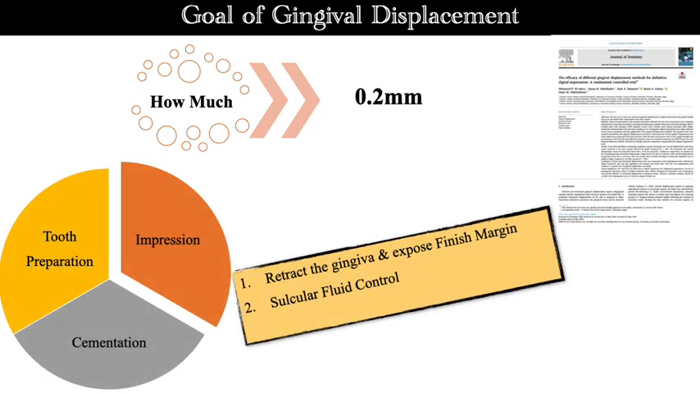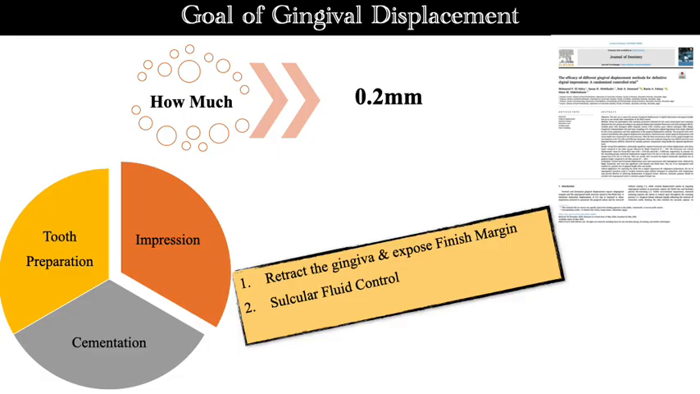Now, why this retraction? This 0.2 millimeter of gingival deflection is quite good enough for the impression material, such as additional vinyl polysiloxane in this case, to record the finer details and come out without distortion. So ideally, for that to happen, at least we need about 0.2 millimeter of that thickness.